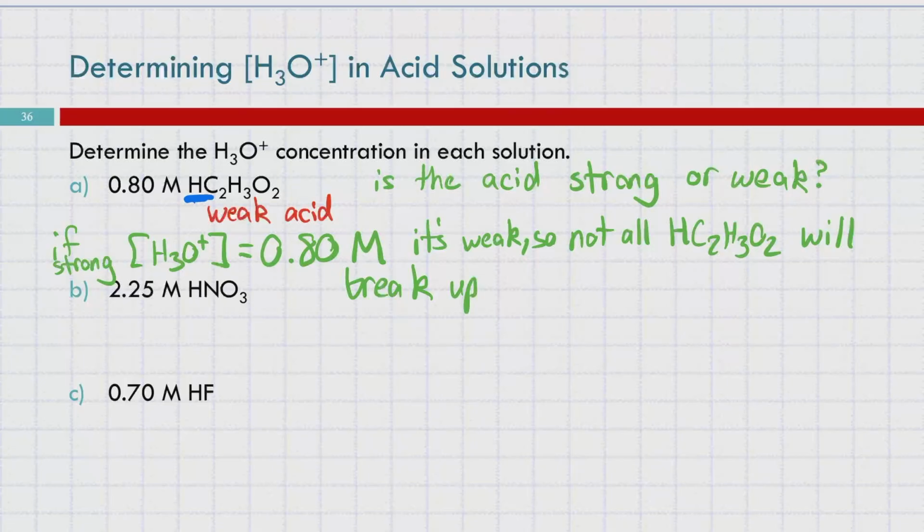So it's weak, which means that not all of that will break up to form H+. So the concentration of H3O+ will be less than... I'm going to draw arrows because if I underline it, that means a different thing. Will be less than 0.80 molar.